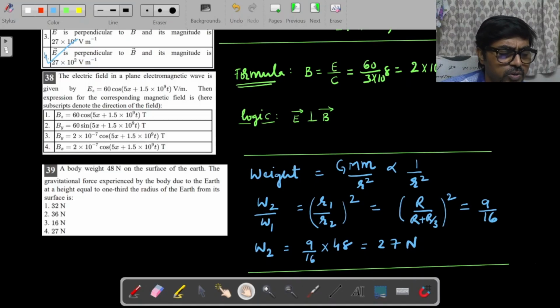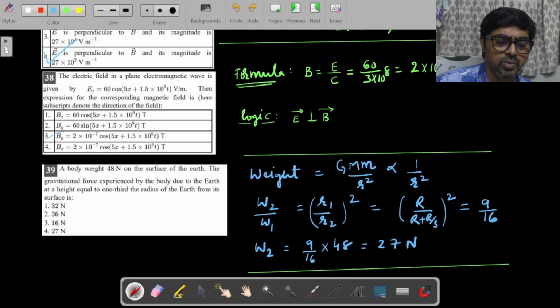Then we need to see what is the direction of B there. See, electric field is along z direction, then magnetic field cannot be along z direction. Electromagnetic wave E bar and B bar must be perpendicular to each other, right? So that means Ez and Bz cannot work. The answer should be only third option where B is perpendicular to E and also having a magnitude B equal to E by C. So that's the answer for that one.